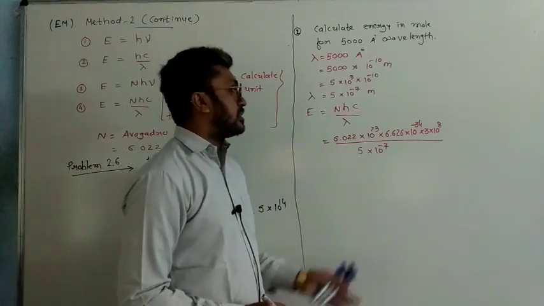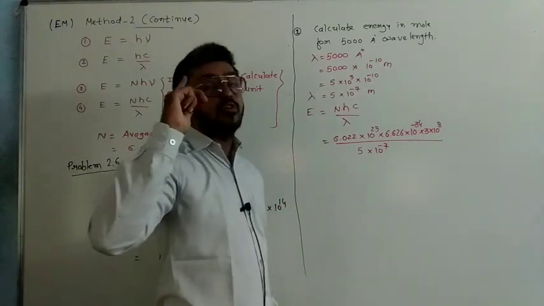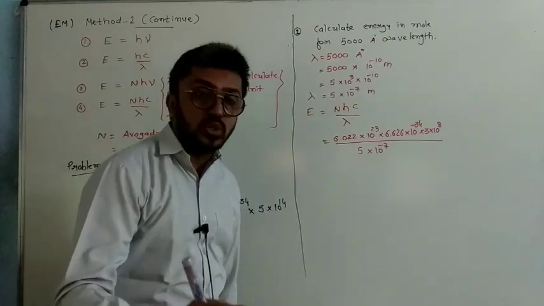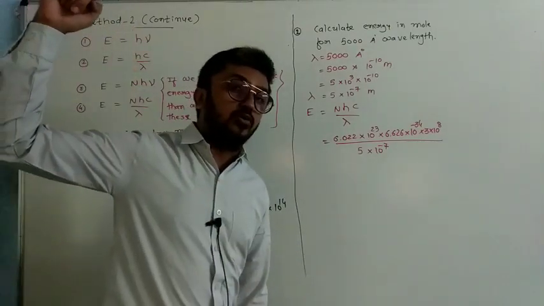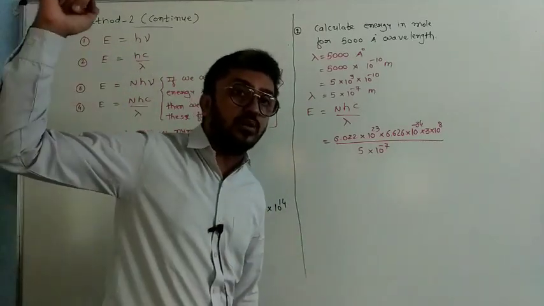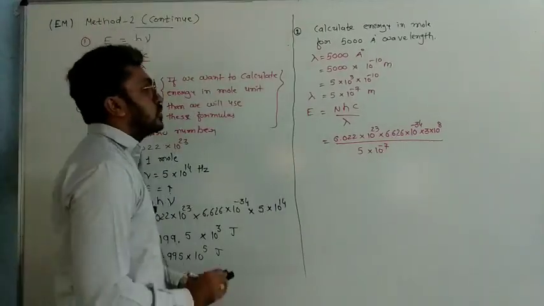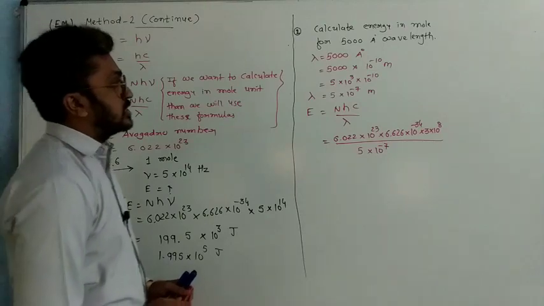Okay, now the final conclusion. This is the general mathematics, and we know that if we want to calculate energy in joule, then we are using Planck constant in joule into second, speed of light in meter per second, and wavelength in meter. Okay, so 6.022 into 10 raised to 23.